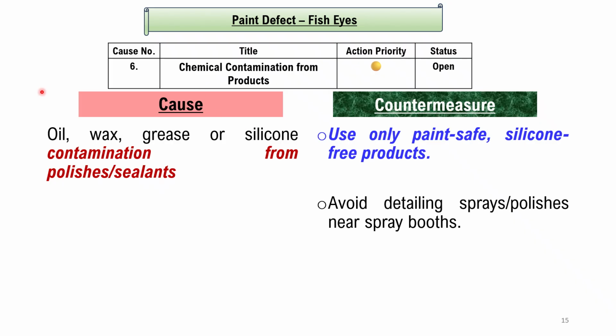Number six, chemical contamination from products, that is, oil, wax, grease, or silicone contamination from polishes or sealers. Therefore, use only paint-safe, silicone-free products. Avoid detailing sprays or polishes near spray booths.